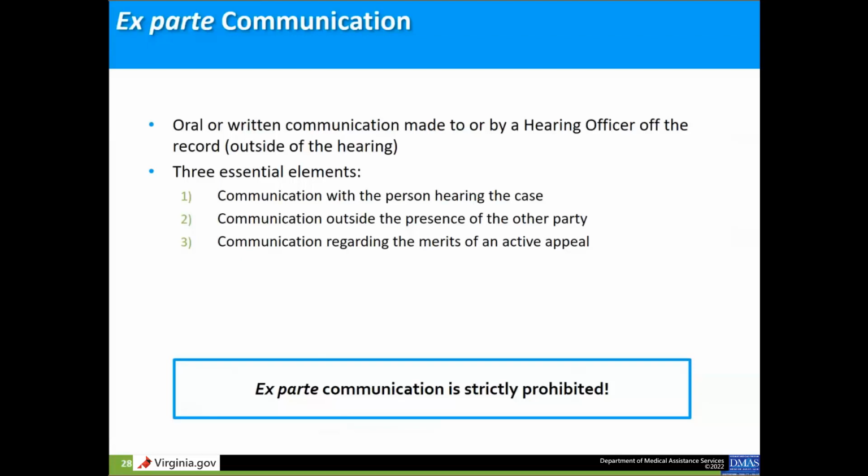Additionally, hearing officers are trained to stop any phone call once they realize that a party is attempting to engage in ex parte communication. Instead, they will direct you to contact their manager or a member of the support staff to address the issue.